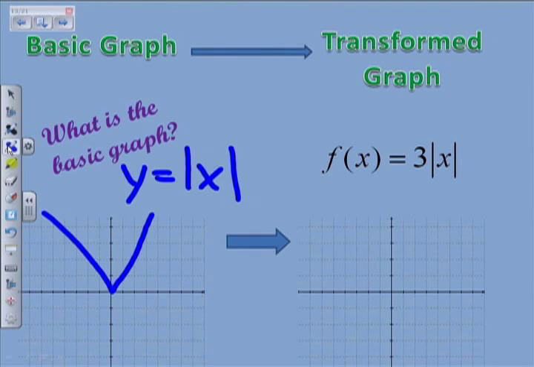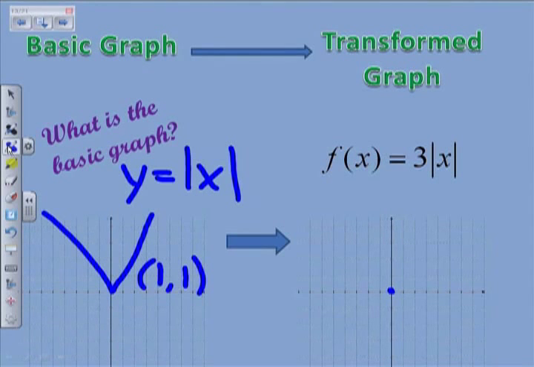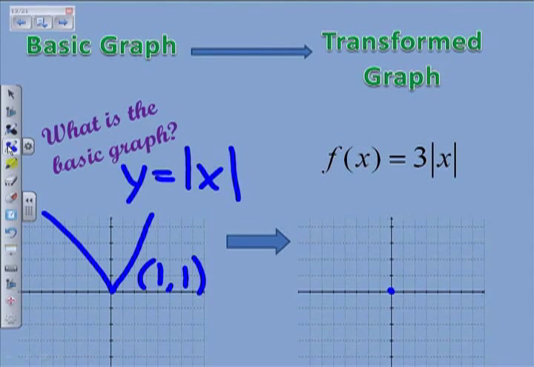What does the A do? Vertical stretch. What's your anchor on the vertical stretch? The x-axis. You're going to stretch away from or towards, you're going to compress towards the x-axis. So that means this point, 0, 0, is going to stay put. It also means that this point that's sitting at 1, 1, he's going to get stretched. Where's he going to go? You're going to take that y coordinate and you're going to multiply it by 3. So he's going to go to 1, 3.